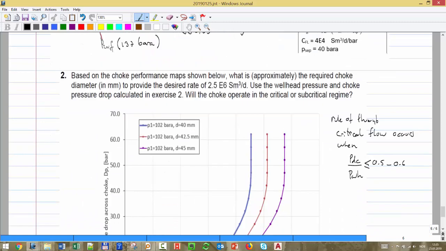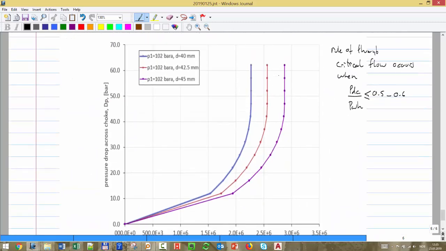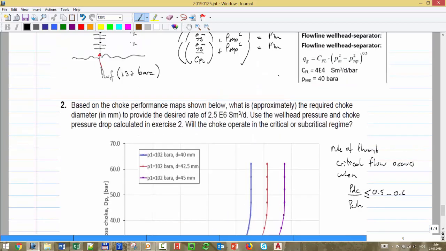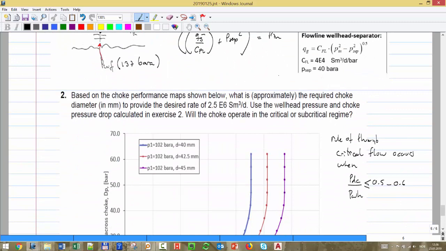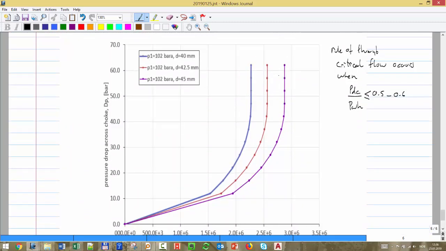Now we come to the second part, in which I have the choke performance curve. That's what I call the choke performance. I have the dP across the choke, and these are made for a constant inlet pressure. Is that similar to what we have? 102. Here we have 102. Okay. Now you have to be very careful. If this number was different from the number that you obtained, you cannot use this curve. You have to generate it. You could only use it because it's for the same pressure.